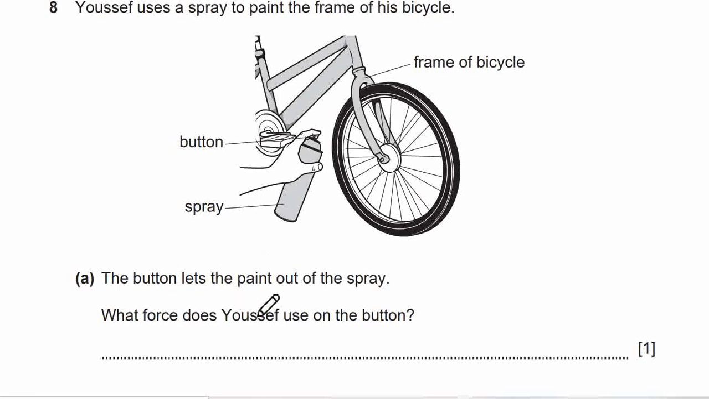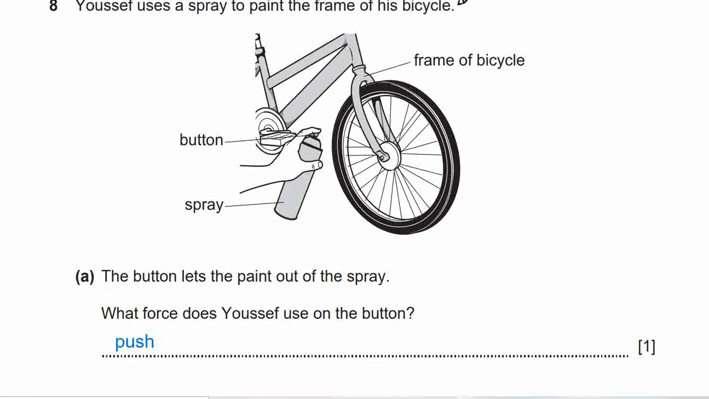What force does Joseph use on the button? Well, let's see. This is a push with the finger. So the answer should be push. So it is push. Next.